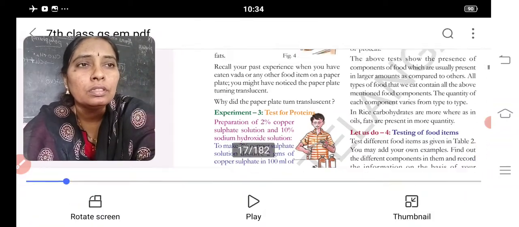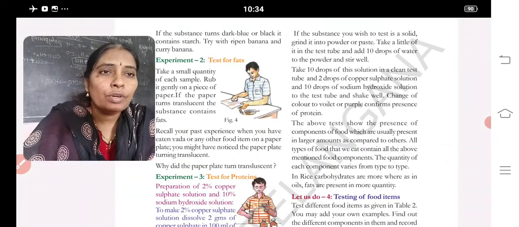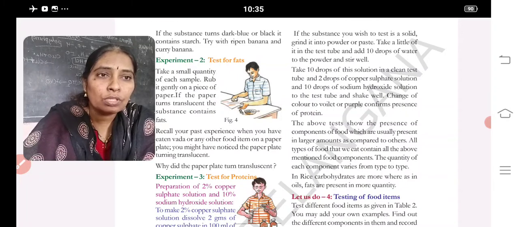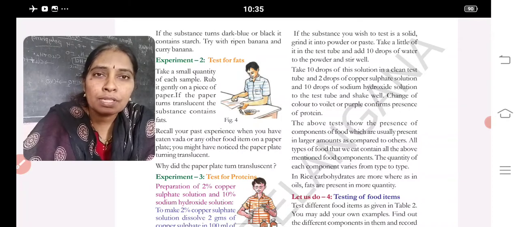Now, what you will do, take any food item and add 2 drops of copper sulfate solution and 10 drops of sodium hydroxide solution. If it turns violet or purple, then you can understand the presence of protein in that particular food item. Once again, how will we test the presence of protein?